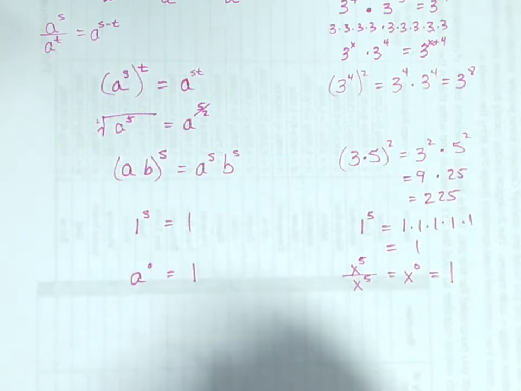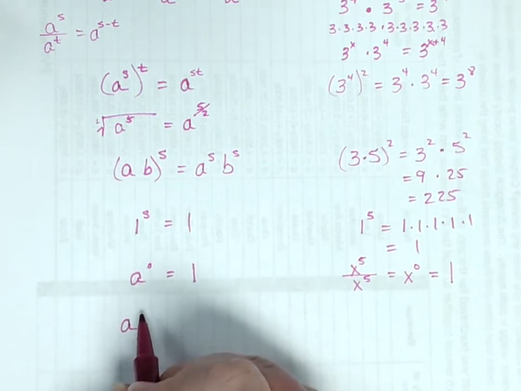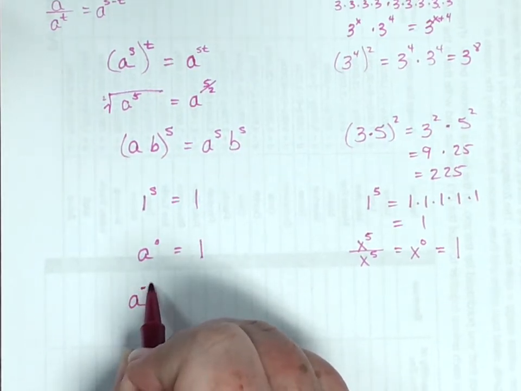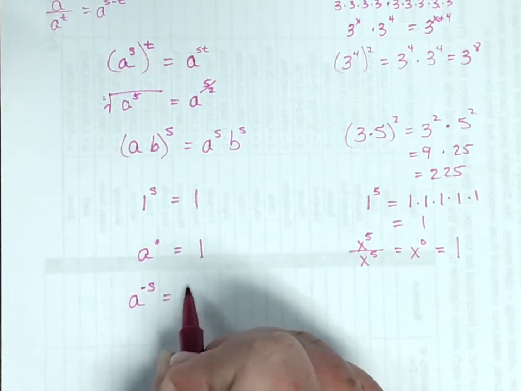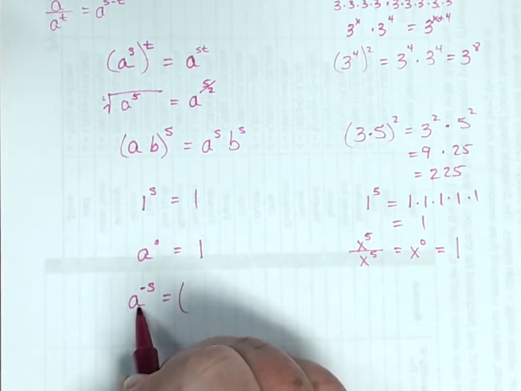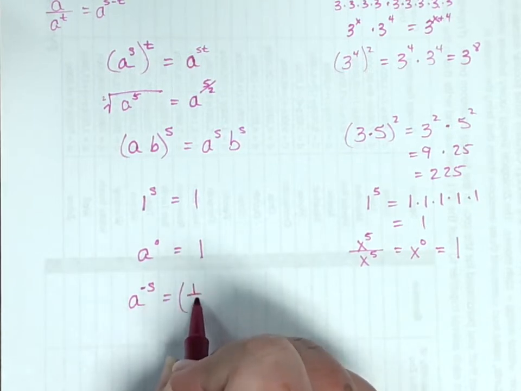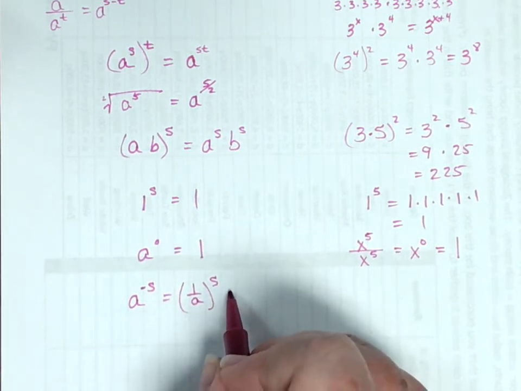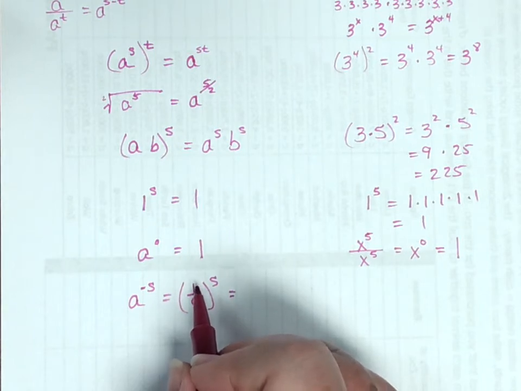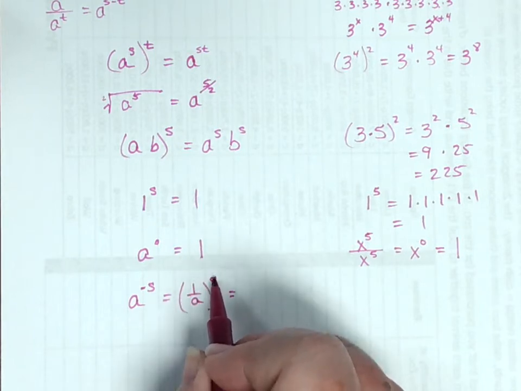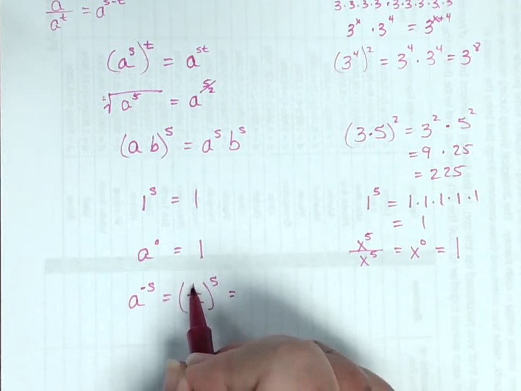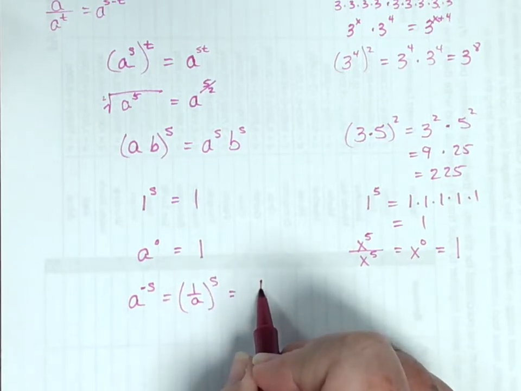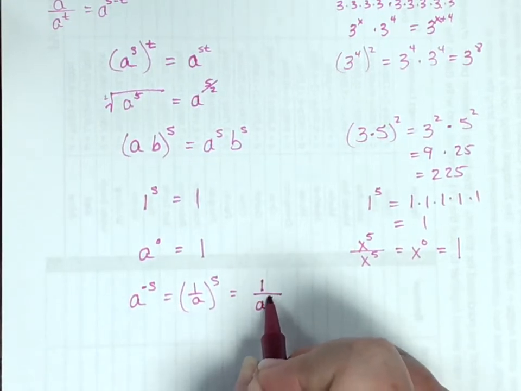The last law of exponents that we're going to work with is negative exponents. If I have a to the negative s power, I can rewrite that as the reciprocal of a, in other words, 1 over a, to the positive s power. And because of the properties, we would distribute here: this is 1 to the s and a to the s. 1 to the s is equal to just 1, and a to the s is right here.